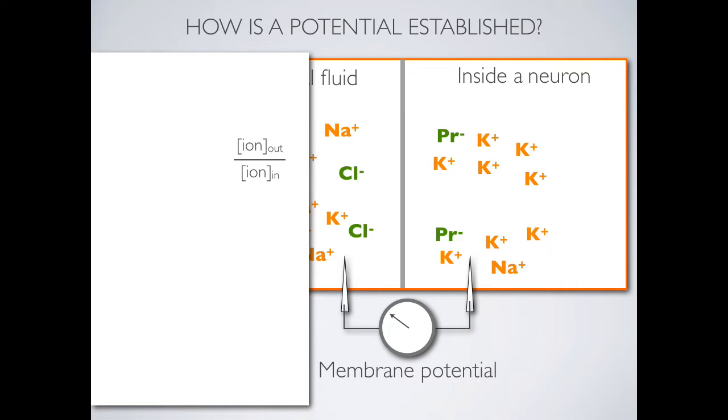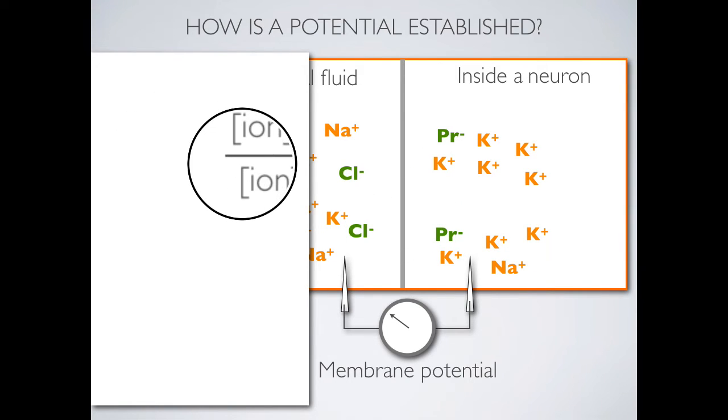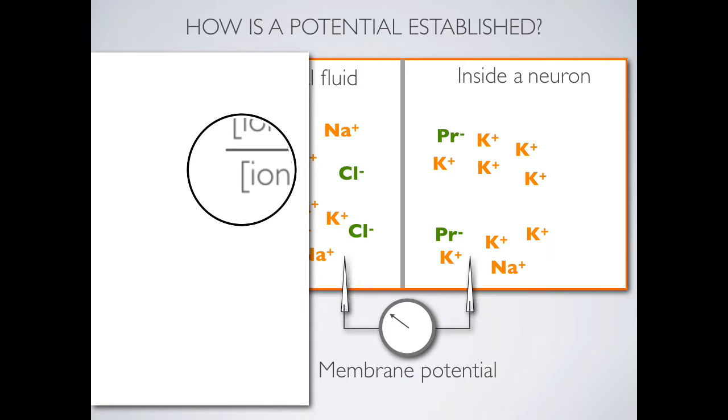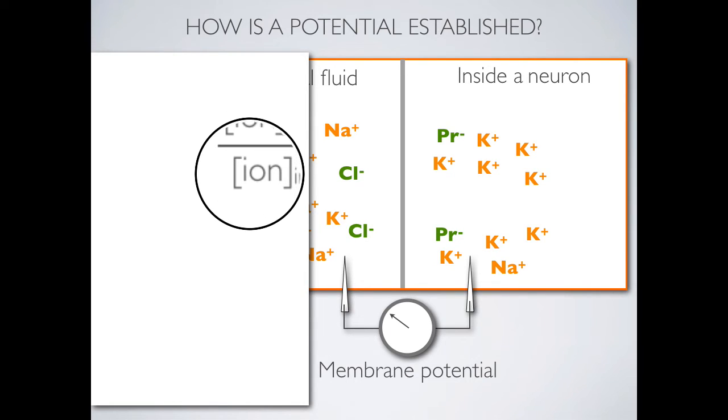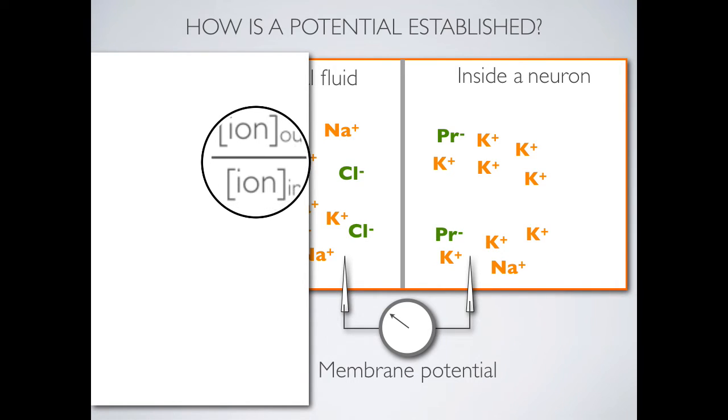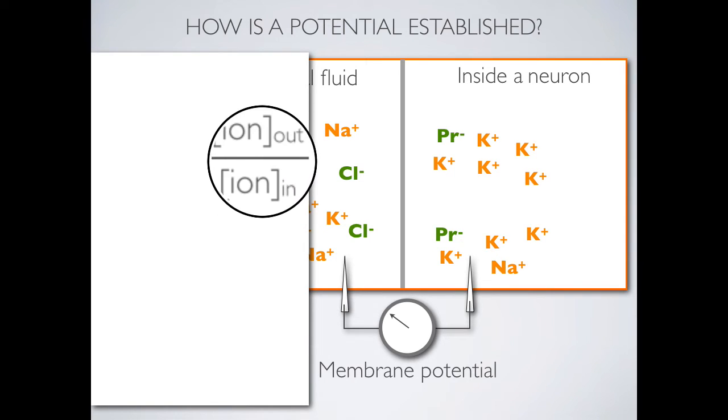And the way that it's done is just the convention is the exterior concentration goes on the numerator, the interior concentration goes on the denominator. And when I use the word ion here, you could plug in any particular ion, but it has to be the same one between the numerator and the denominator. So we could be talking about potassium.